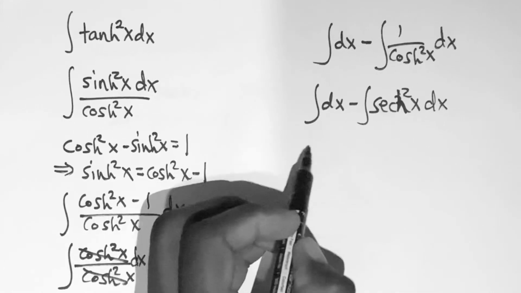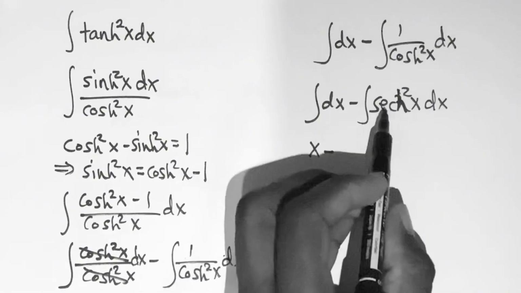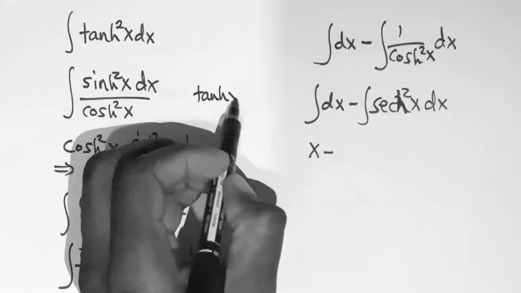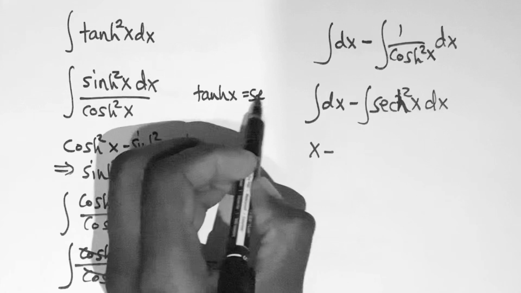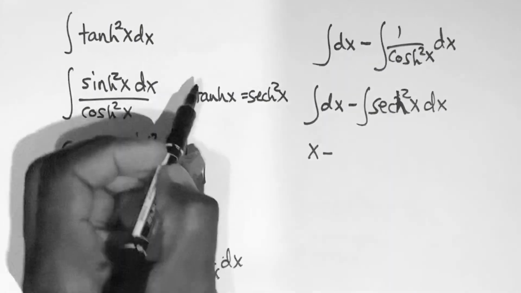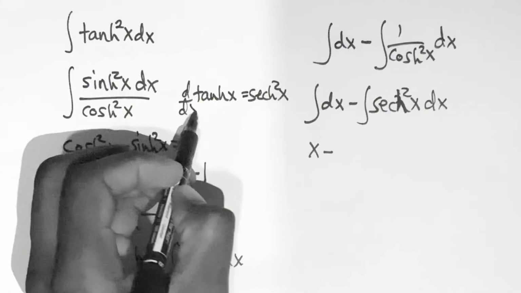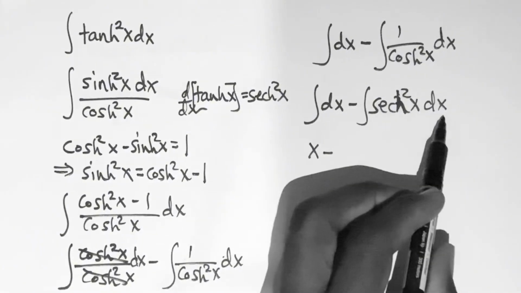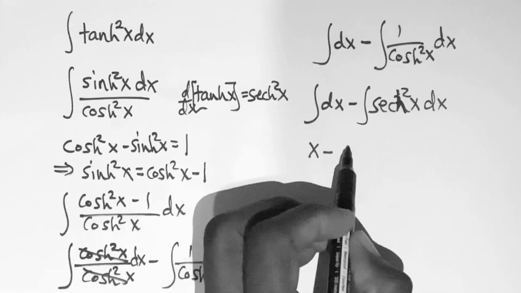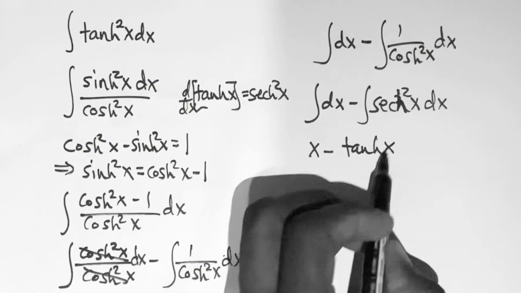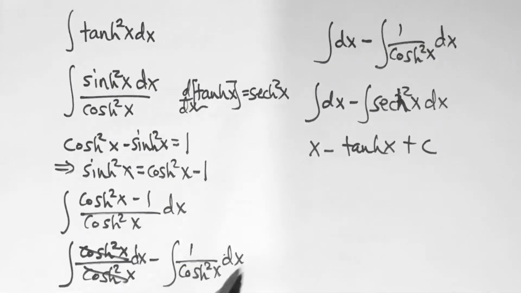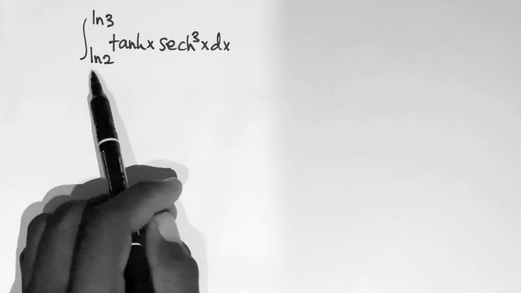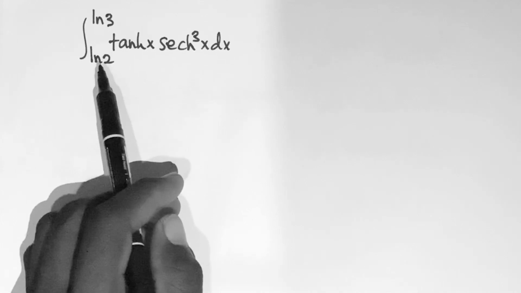If you integrate dx, you are going to get x minus. Now, if you differentiate tan x, you are going to get sec squared x, that is d/dx of tan x is sec squared x. So if you integrate sec squared x, you are going to get tan x, so minus hyperbolic tan x plus c.